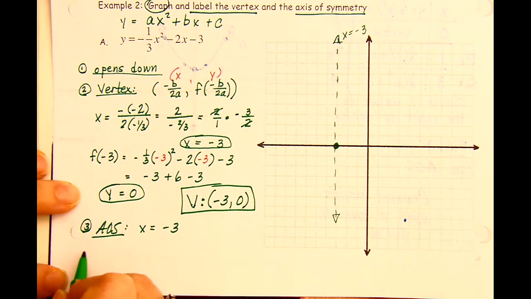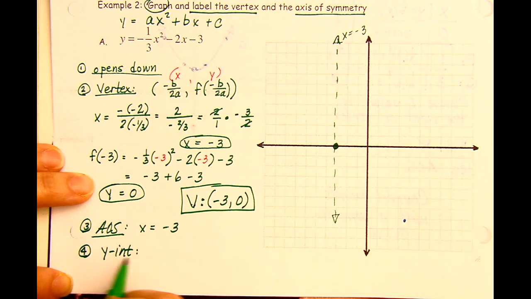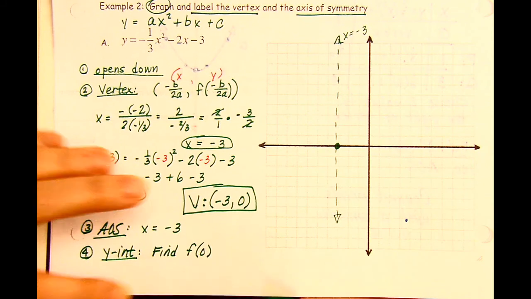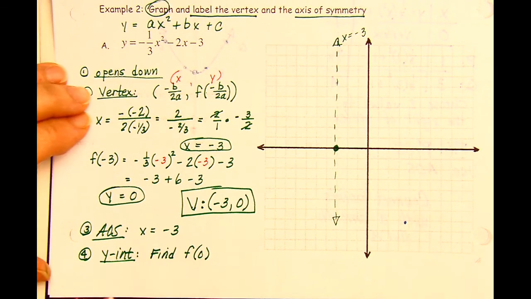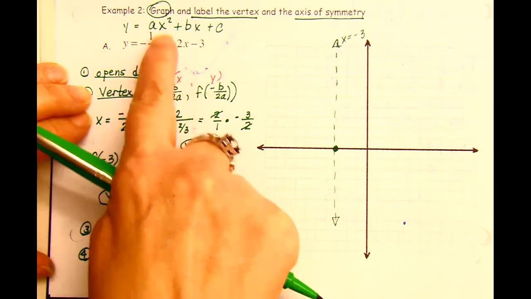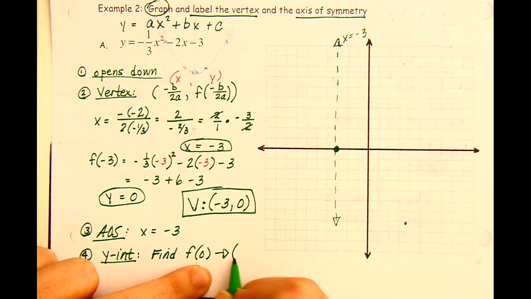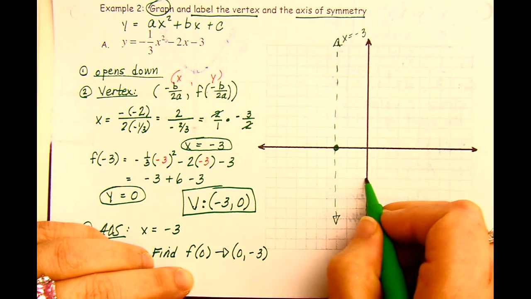Let's find the y-intercept. When you're finding the y-intercept, you're really finding f of 0, right? Because the x value is 0 when the point is on the y-axis. So if I put a 0 in for these x's, everything goes away. My y-intercept is going to be x is 0, y is negative 3. So I go x is 0, y is negative 3.